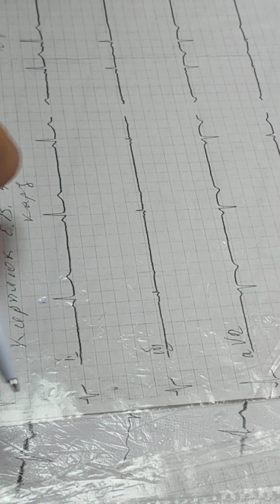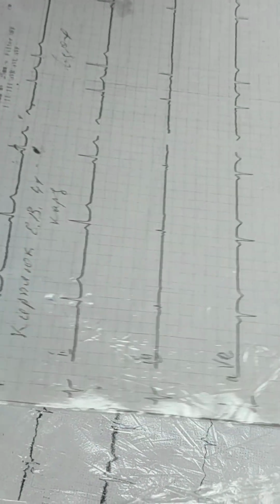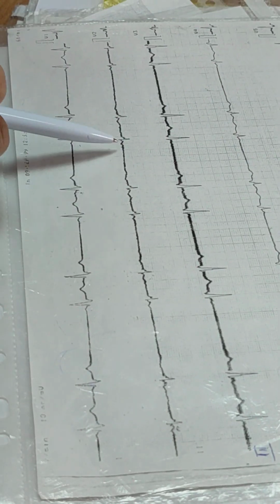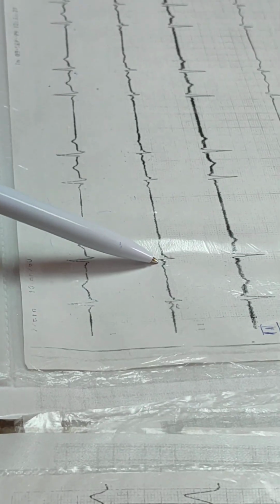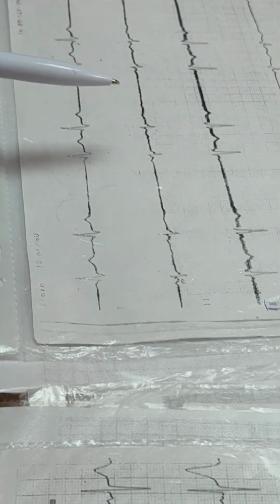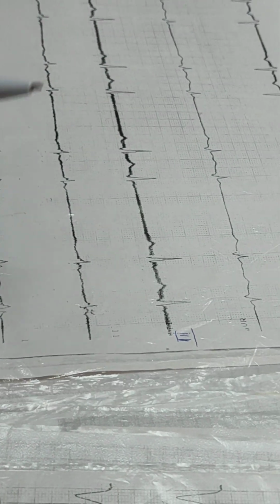In SA block, we would be able to put this normal distance twice. This one is SA block. P waves are present everywhere. There is arrhythmia. This distance we can put twice to this place. That's why it is SA block. And this condition is constant in this case.